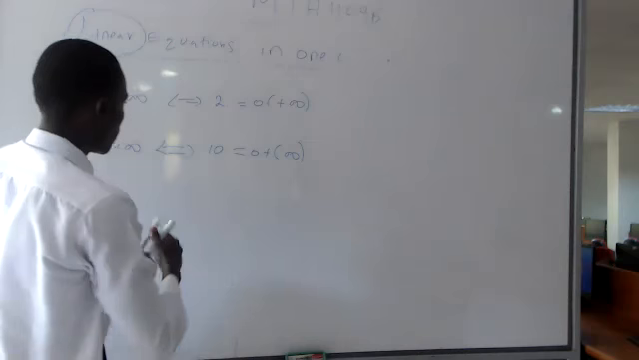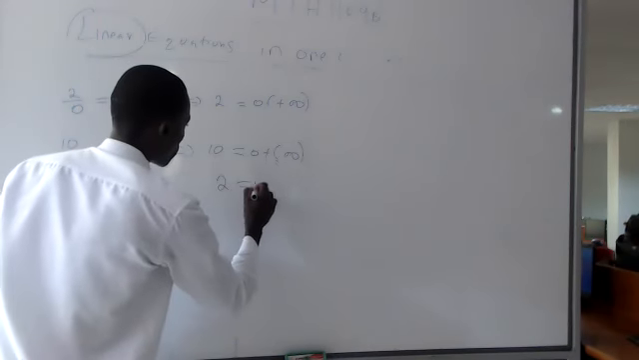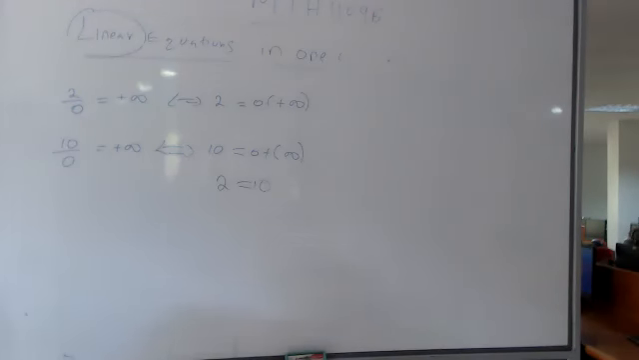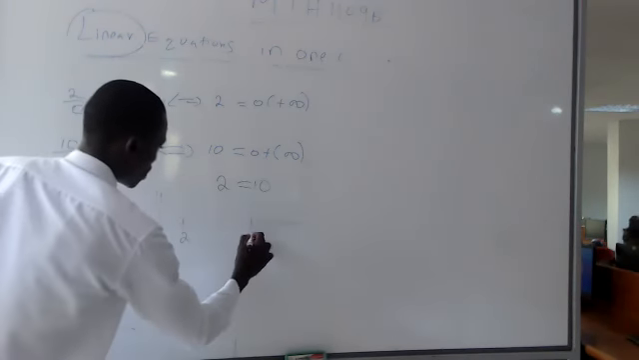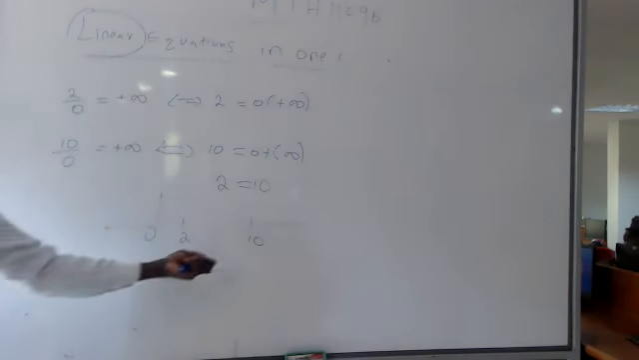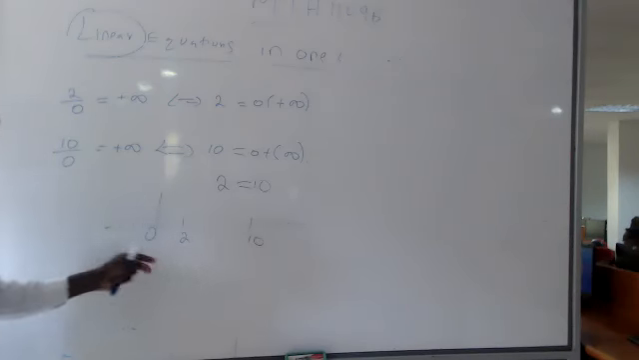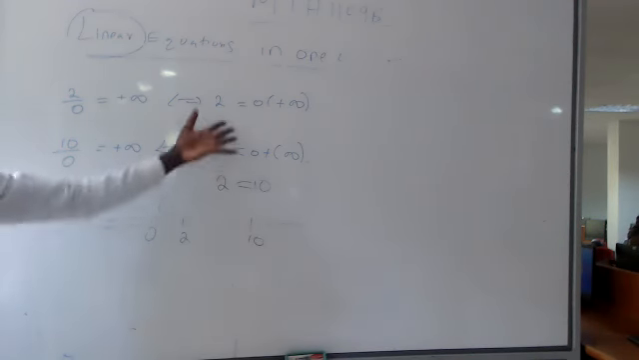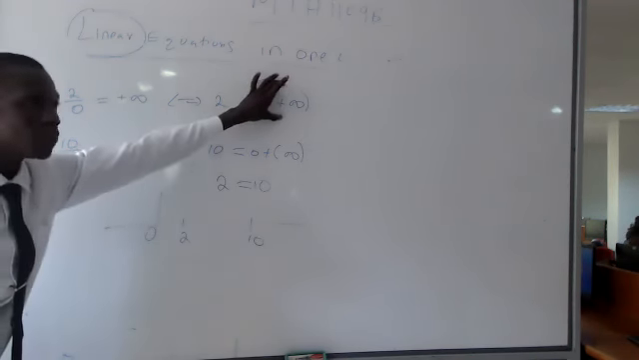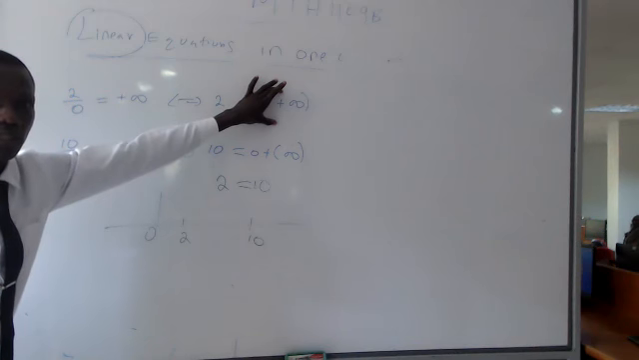What does this mean? This means that 2 is equal to 10. Is that possible? Doesn't that make sense? If you draw the number line, this is 0, this is 2, this is 10. These are two numbers. In fact, the distance between them is 8. You can't expect them to be the same. So because of such inconsistencies, infinity is not a number.